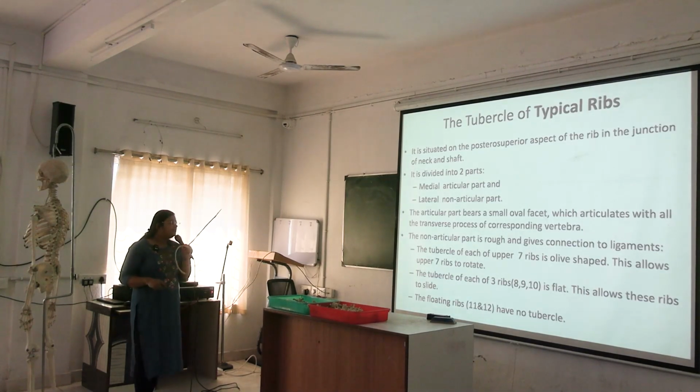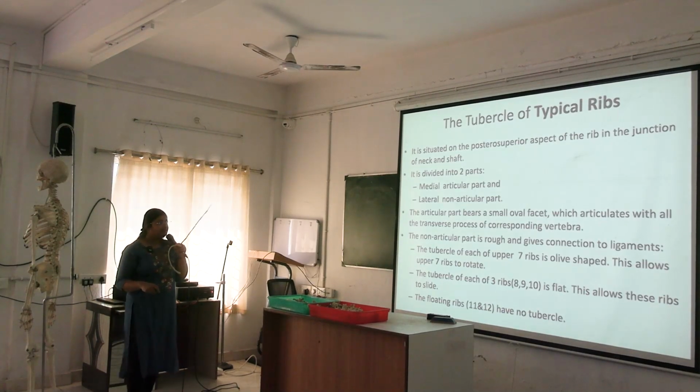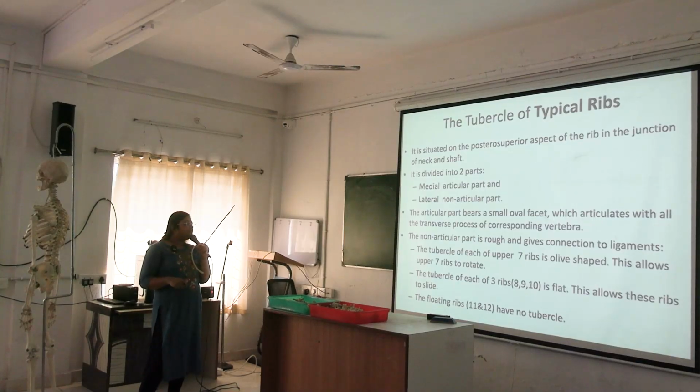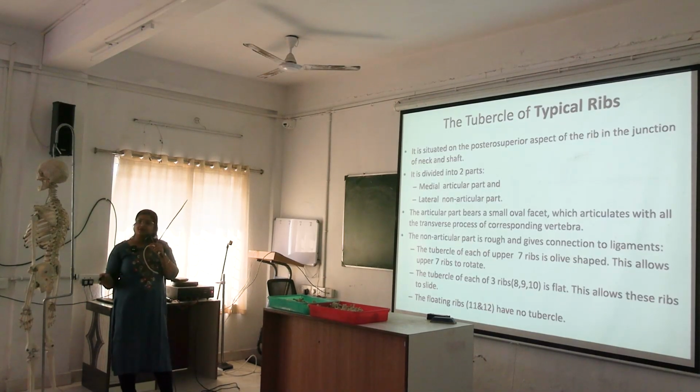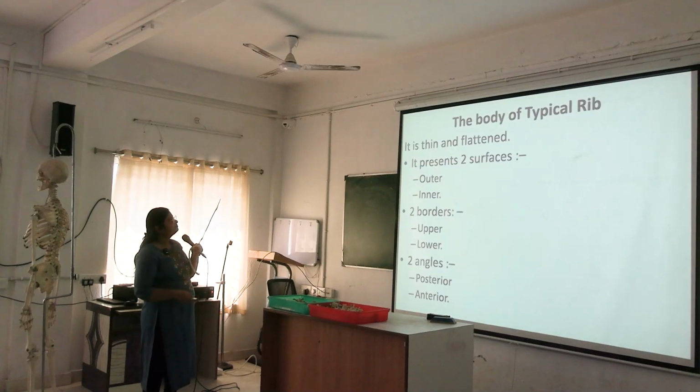The tubercle of each of the three ribs, 8th, 9th, 10th, is flat, and this allows these ribs a sliding movement. The upper 7 can rotate, and the lower 8th, 9th, 10th can slide, and the floating ribs have no tubercle. The 11th and 12th are floating ribs and they have no tubercle.